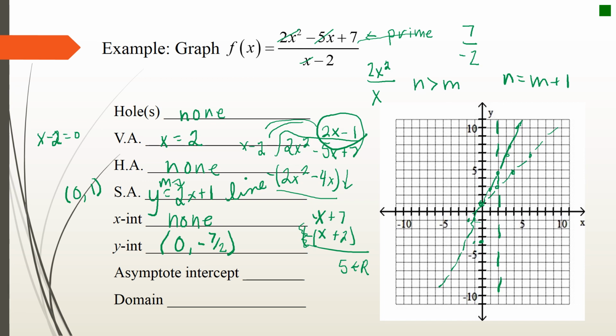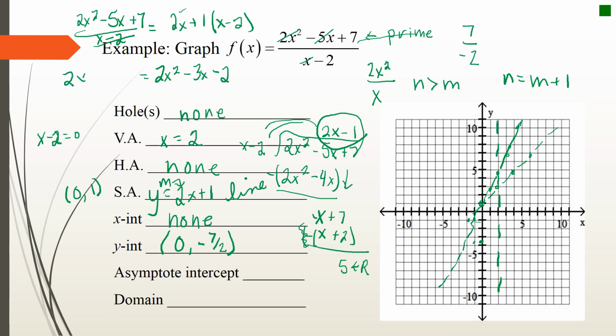Something like that. Our asymptote intercept, so I'm going to set 2x squared minus 5x plus 7 over x minus 2 equal to our slant asymptote, which was 2x plus 1. If I multiply each side by x minus 2, and I FOIL this, I get 2x squared, that's negative 4x, plus 1 minus 3x, and plus, that's negative 2. Subtract 2x squared from each side. I'm going to add 3x to each side. So I get negative 2x equals, I'm going to subtract 7 from each side. And that's going to give me negative 9.